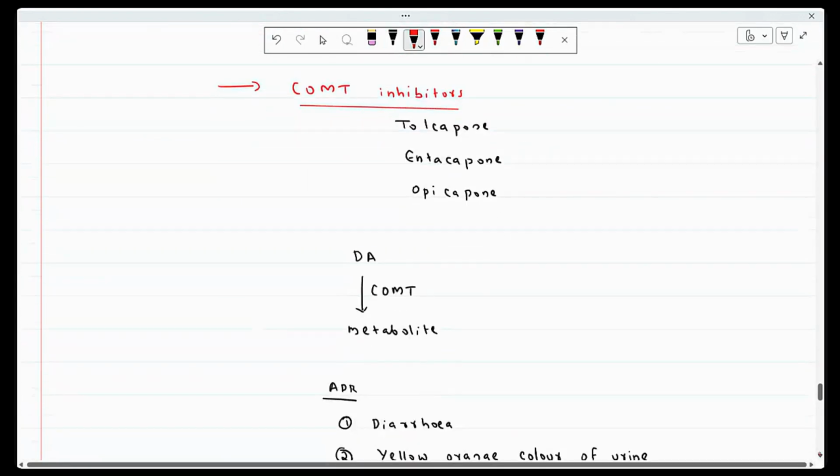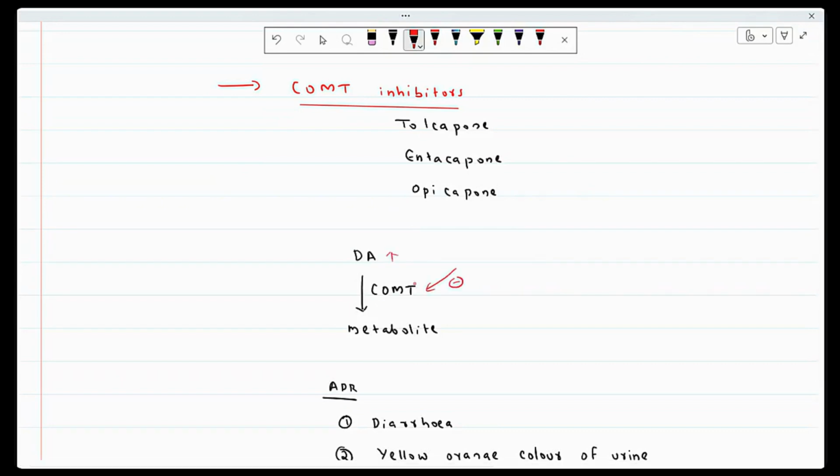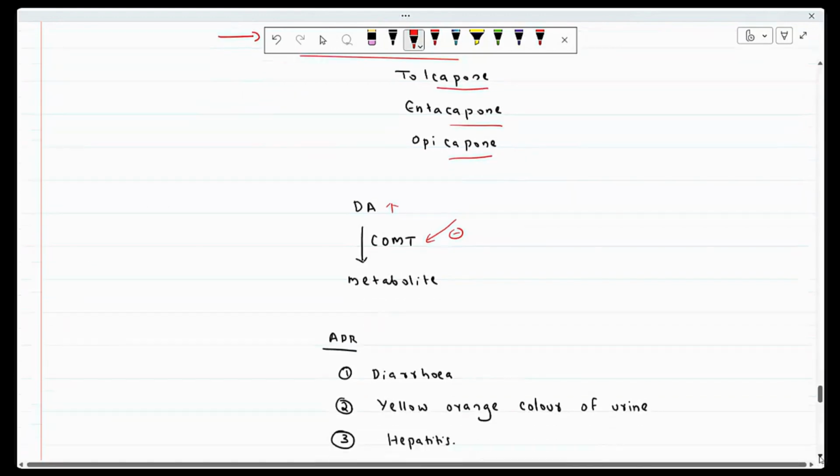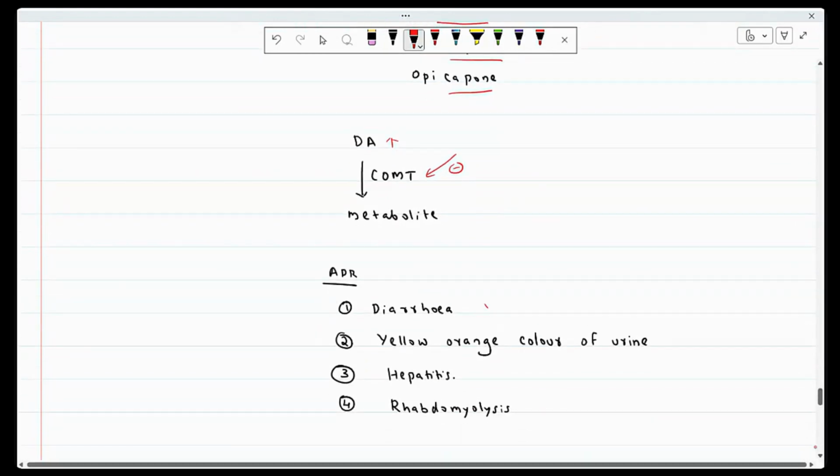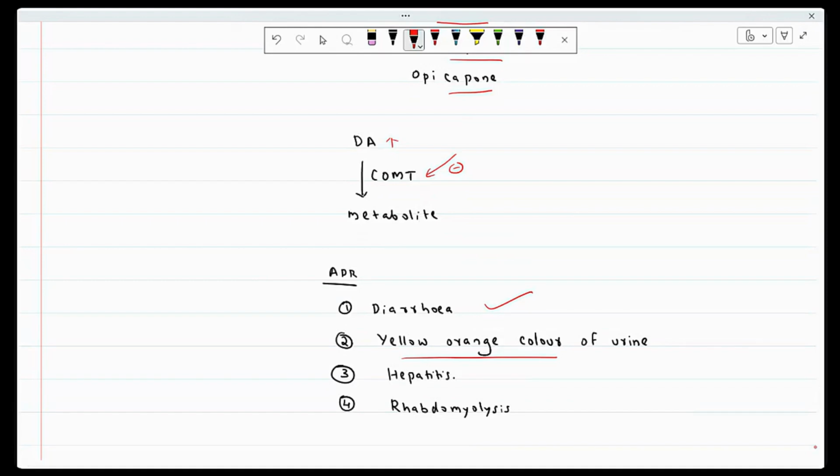Now, also I told you one more enzyme which metabolizes dopamine is the COMT enzyme. So if you can inhibit the COMT enzyme, you can increase the dopamine level. Correct? And the examples are tolcapone, entacapone, opicapone. One of the toxicities is diarrhea. Yellow-orange color of urine is due to this kind of capone drugs. Okay, COMT inhibitor. When I taught you TB, I told you about orange-red color urine. Which was the drug? Rifampicin.